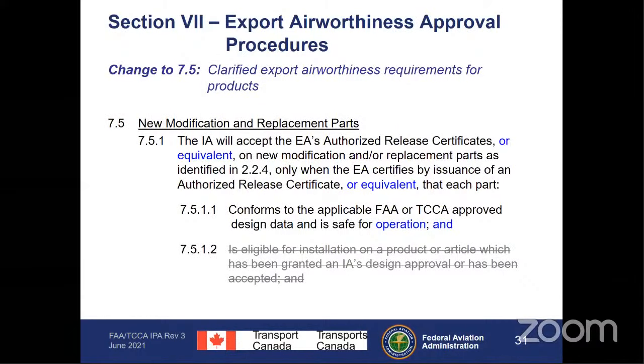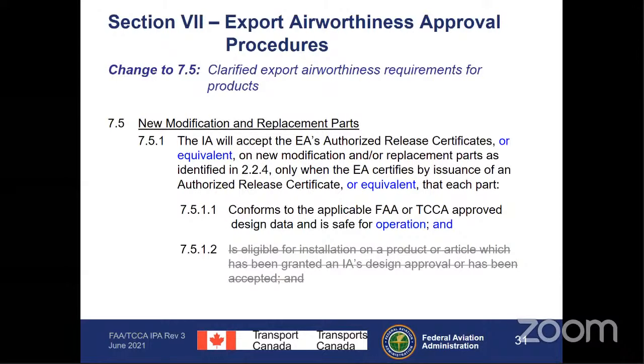Sections 5 and 6 don't have any substantial changes in those. So now we'll jump ahead to section 7, export airworthiness approval procedures, and a change to section 7.5 that speaks to new modification and replacement parts.